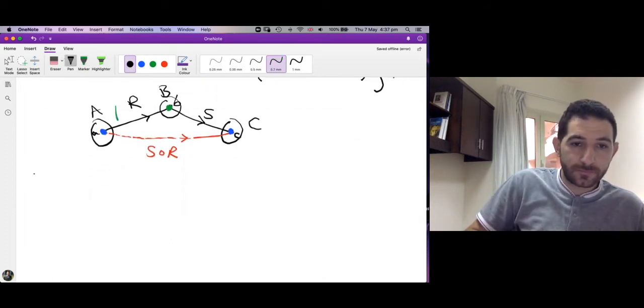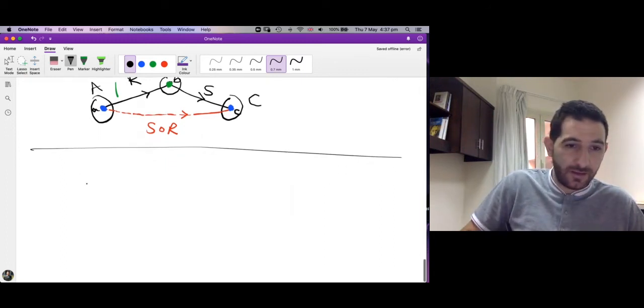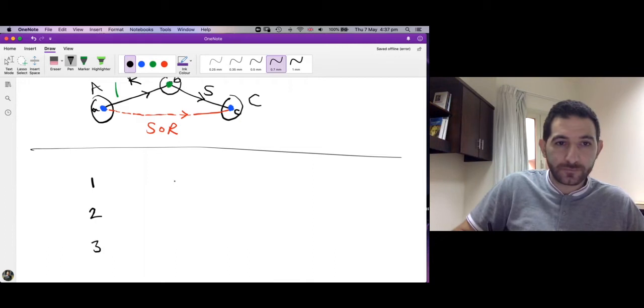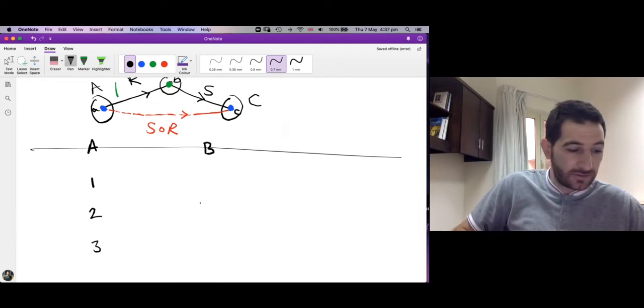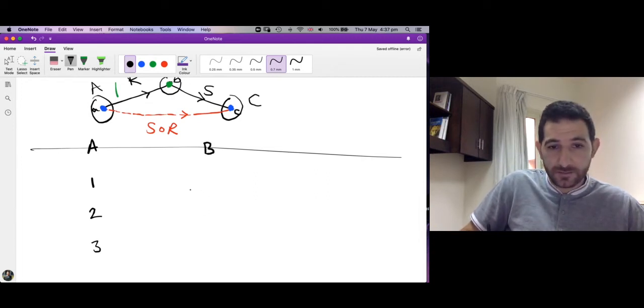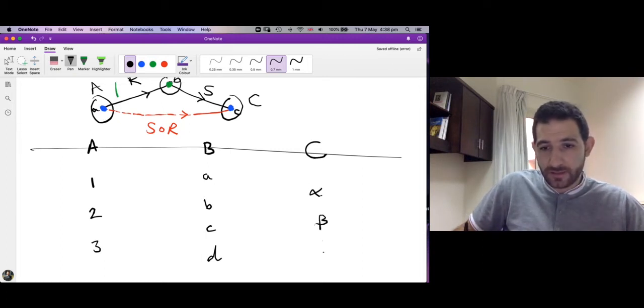Okay, so suppose we have A is the set containing the elements 1, 2, and 3, and so this is the set A. Now we have the set B, which contains the elements A, B, C, D. And we have the set C, which contains the elements alpha, beta, and gamma.